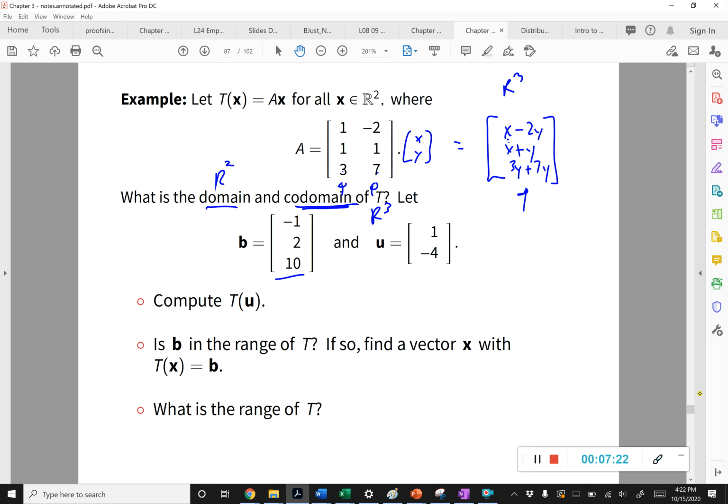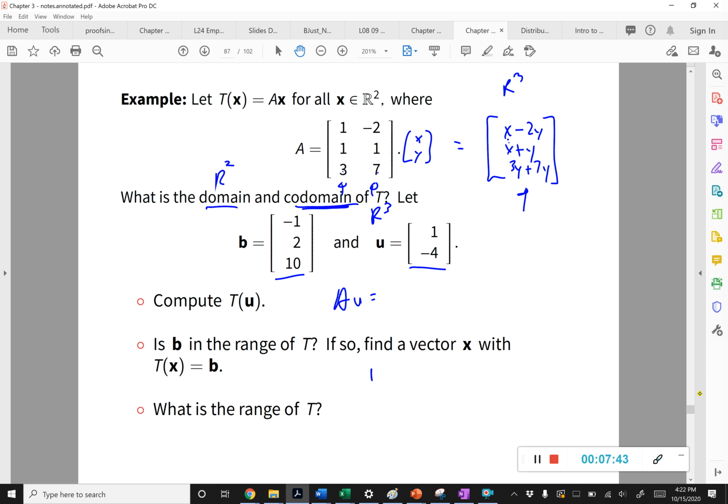So let B and U be that. Compute T of U. So transforming U, I just have to multiply T times U. This is A times U. So that's just a simple matrix multiplication. I'll let you do that. Is B in the range of T? If so, find a vector X where T of X equals B.